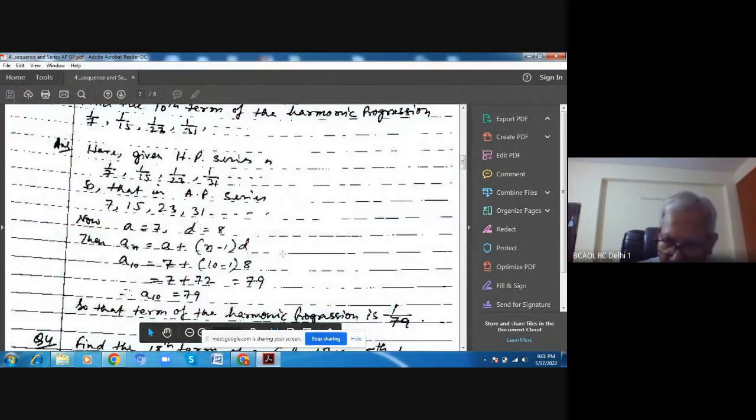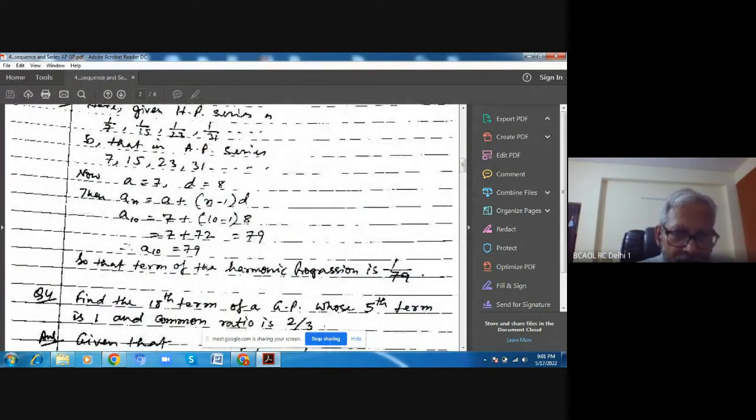Then the result coming in the 10th position is 79, and then you take the reciprocal, 1 by 79. So it is automatically converted into a harmonic progression. So do it as AP and finally put 1 by. So this is your harmonic progression.